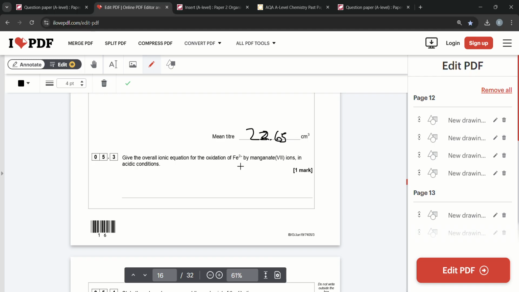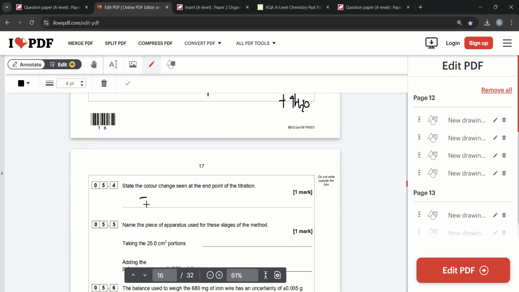Give the ionic equation for the oxidation of that by manganate ions. So Fe2 plus plus MnO4 minus plus 8H plus gives 5Fe3 plus plus Mn2 plus plus 4H2O, and obviously you need a 5 here. Color change at the endpoint of the titration: colorless to pink, obviously.